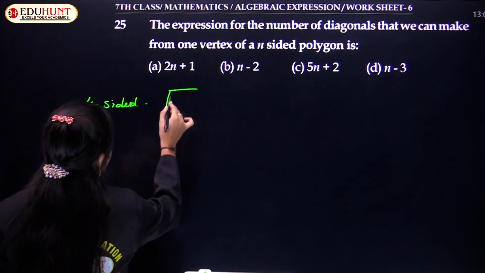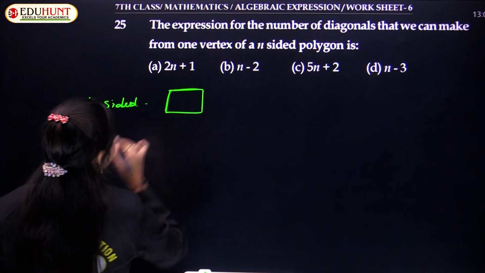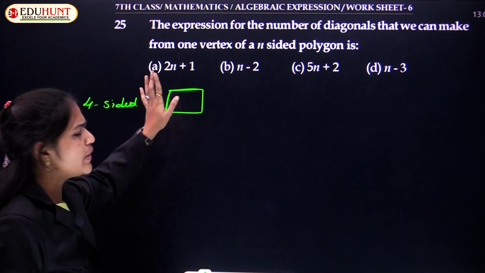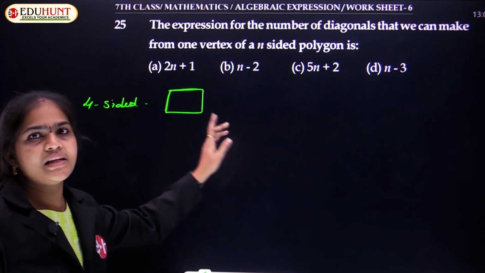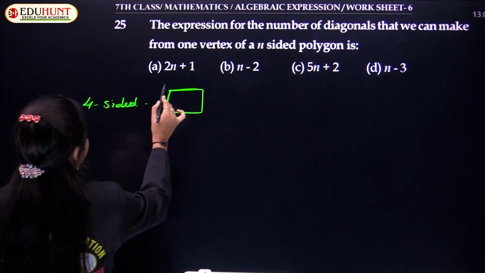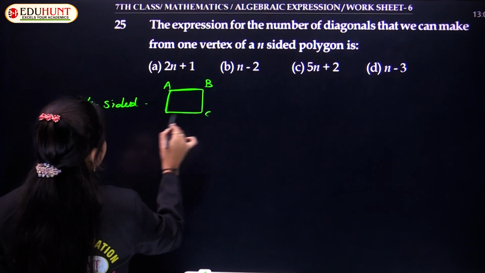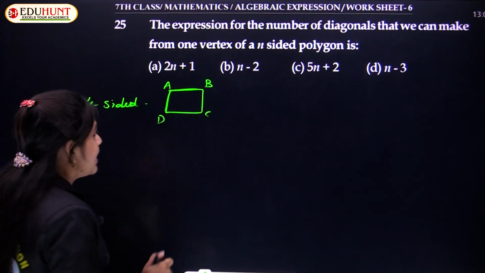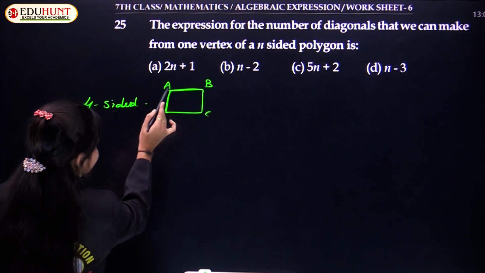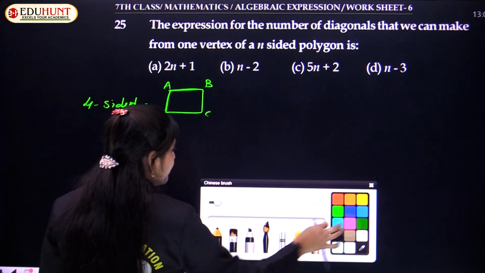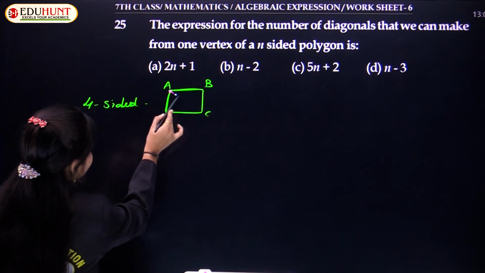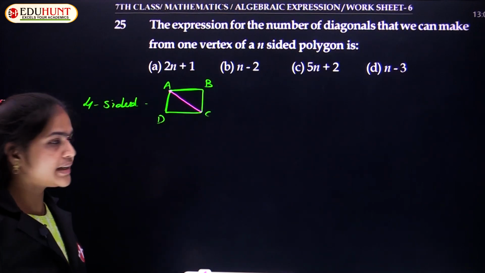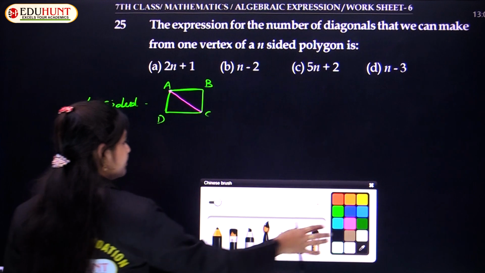Let's take a four-sided figure, whether it is a square or a rectangle, whatever it may be. Here A, B, C, D. They are asking by taking only one vertex, so I am taking A. By taking A here, how many diagonals can we draw? Only one diagonal, right?